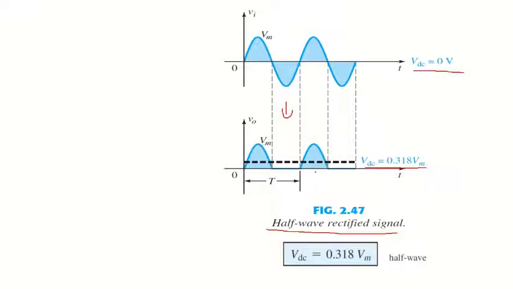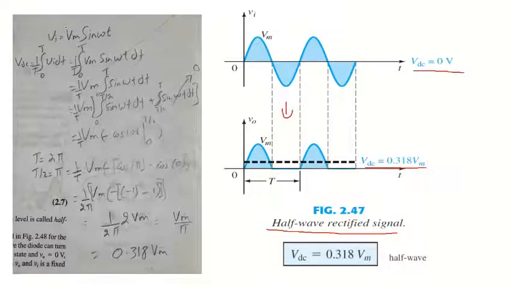We get some value, and this calculated value is 0.318 of the total magnitude, which is Vm. So here is the derivation. Let us consider we have a sinusoidal signal with some time period, so Vi is equal to Vm sine of omega t. This is the signal. What we need to do is find the area under the curve. For the area under the curve, we need to take the integral.